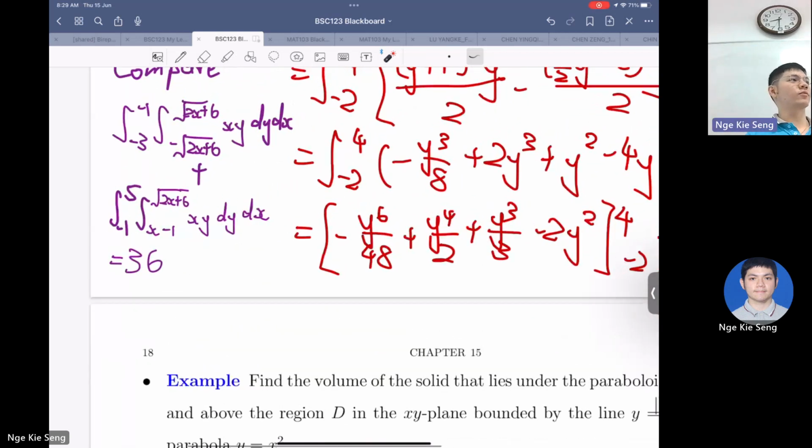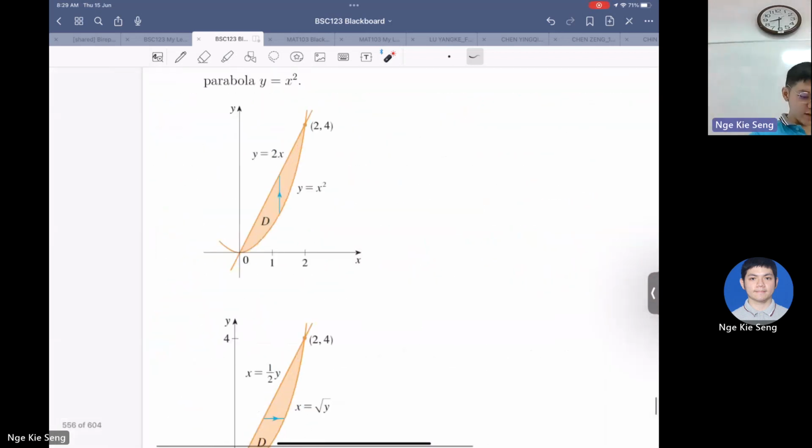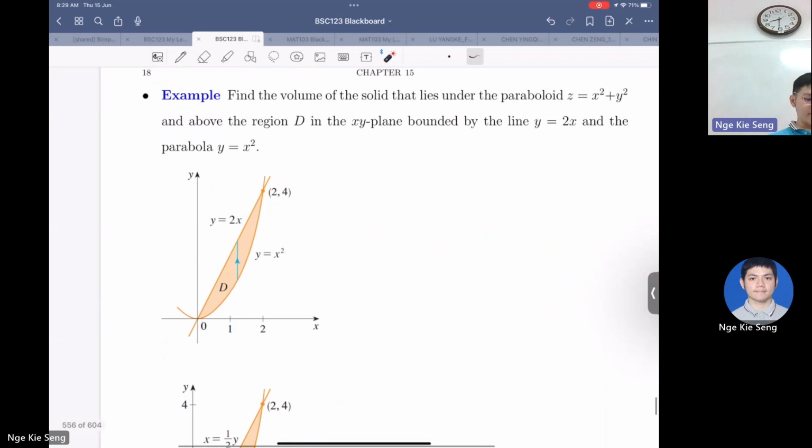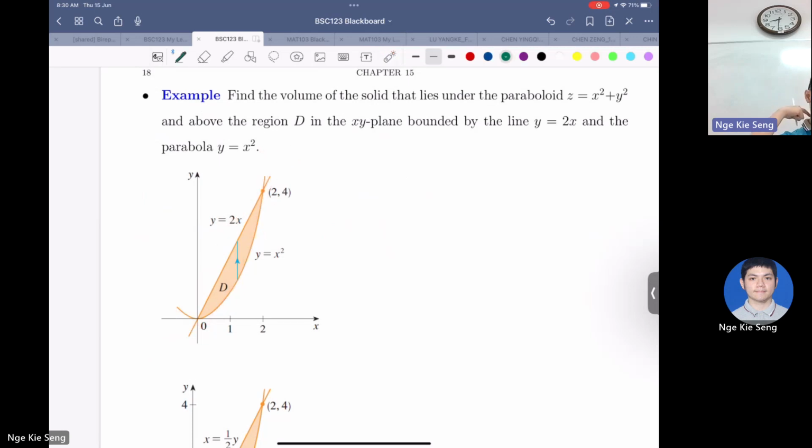Do you want to try one more example or not? Okay. Let's try this example here. Maybe this is easier. Find the volume of the solid that lies under the paraboloid z equals x squared plus y squared and above the region D in the xy plane, bounded by the line y equals 2x and the parabola y equals x squared. These curves are easier. So where are the intersection points?